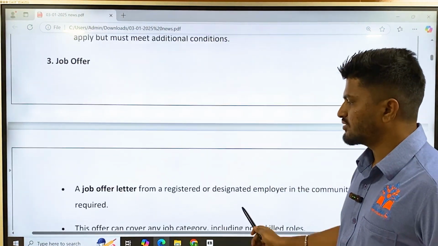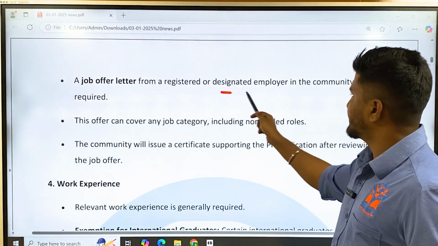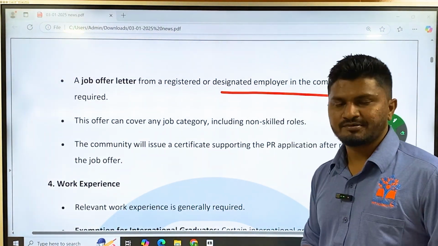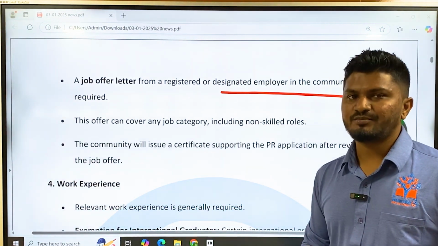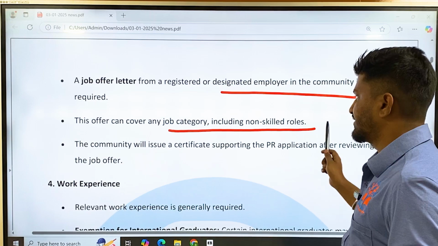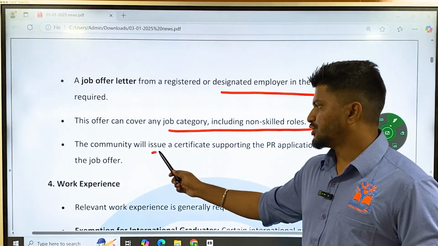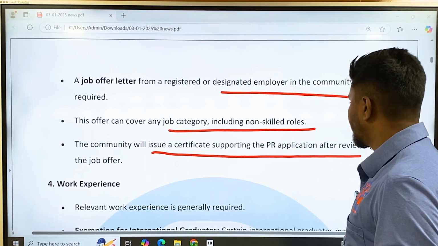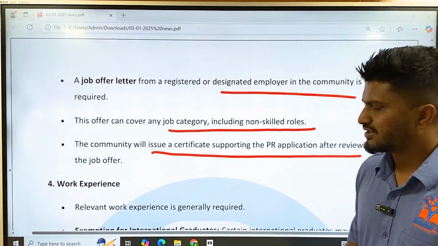And there is a job offer. A job offer letter from a registered or designated employer in the community is required. Only when you have a job offer will you be allowed in the particular communities. The offer can cover any job category, including non-skilled roles also. The community will issue a certificate supporting the PR application, that is, the permanent residency application, after reviewing the job offer.